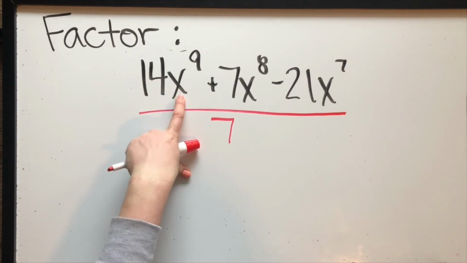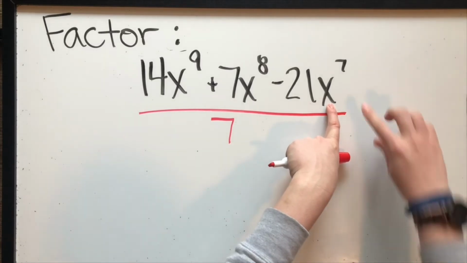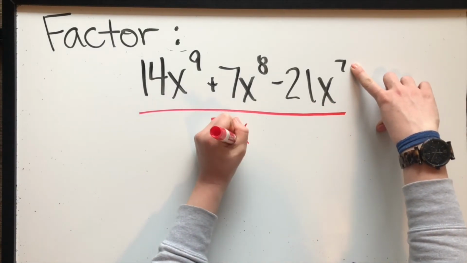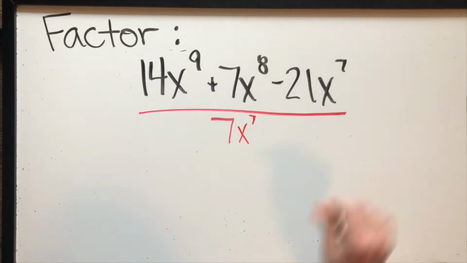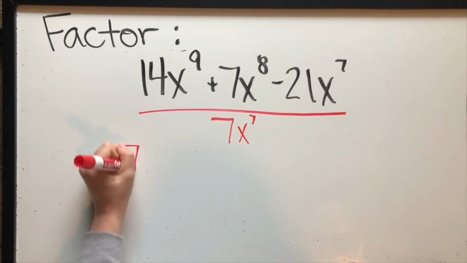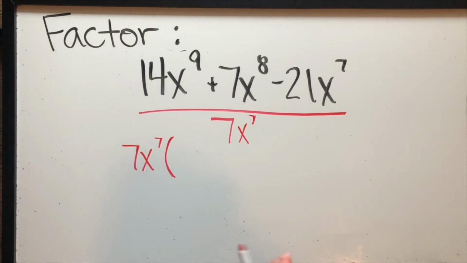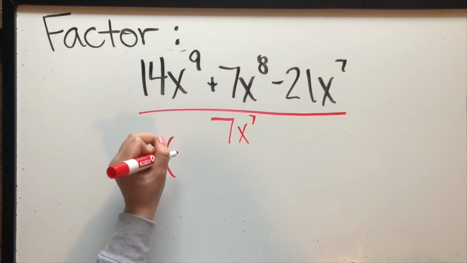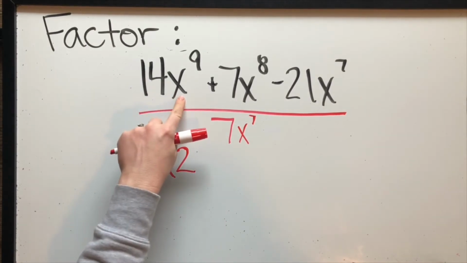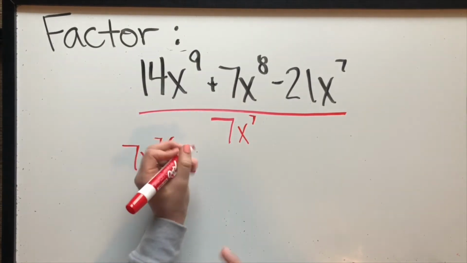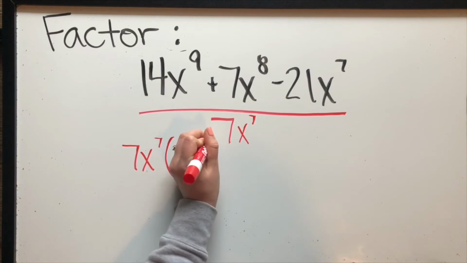And again, they all have variables on them. So always look at the smallest amount. The last term has x to the 7th, so I know that I can take out x to the 7th. So we're going to write our GCF first, and then divide that from the 3 terms. So 14 divided by 7 is 2. I had x to the 9th. I'm dividing out x to the 7th. So remember, those exponents subtract and just leave us with 2.